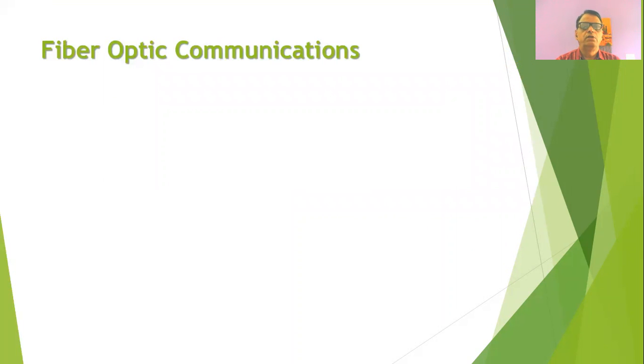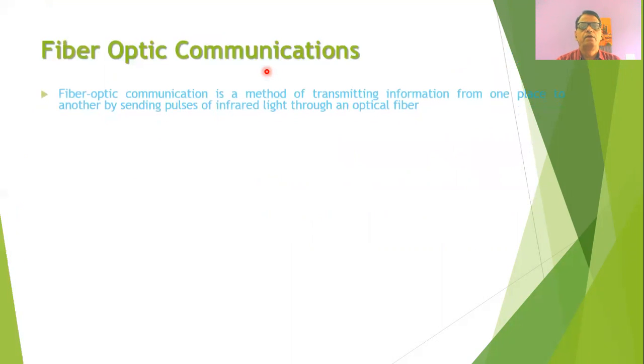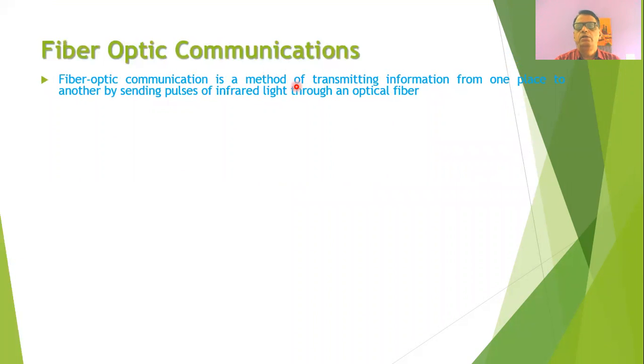So let us start the session with the question: what do we mean by the fiber optic communication system? Fiber optic communication is a method of transmitting information from one place to another. Whenever we transmit such information, it is sent in the form of infrared light through the optical fiber. Otherwise, in conventional communication systems, we can use twisted pair cable, and through this cable we can transmit the information in the form of an electronic or electrical signal.